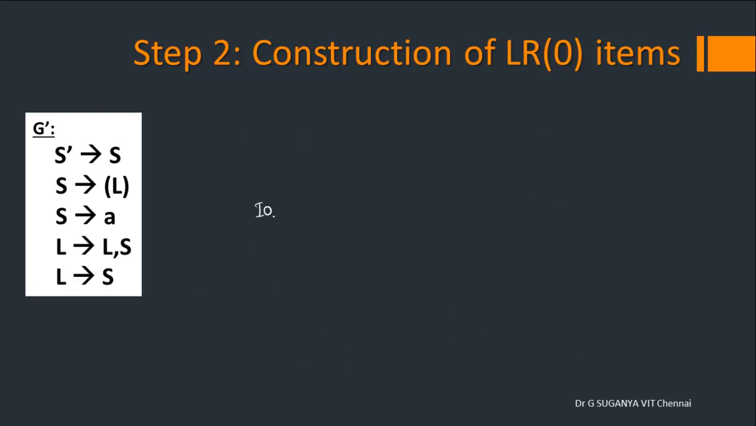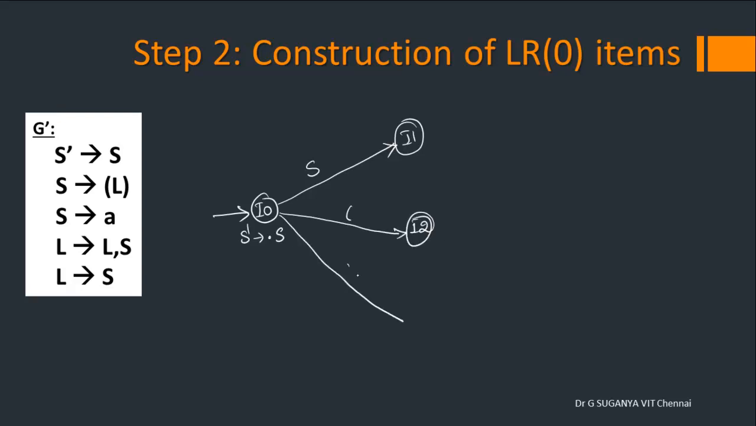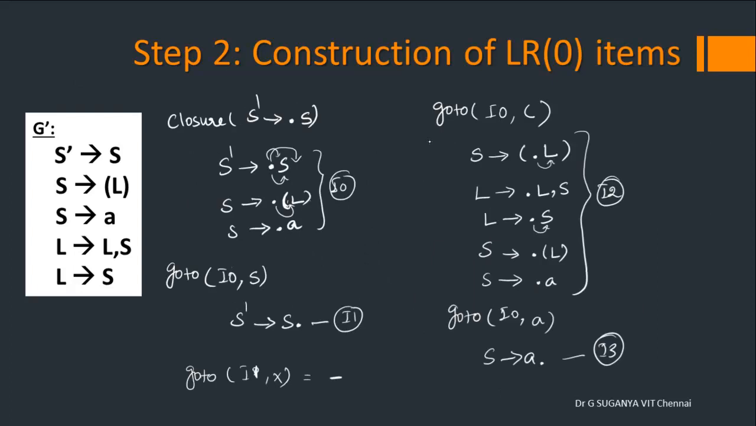We will have I0, which is the start state because it has S dash gives dot S. Then on the application of capital S, you can move on to I1. Then if you apply left bracket, you can move on to I2. And if you apply A, you can move on to I3. Then from I1, is there any transition? No. You can see here from I1 on any symbol, we don't have any transition.